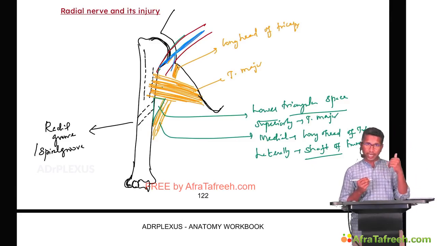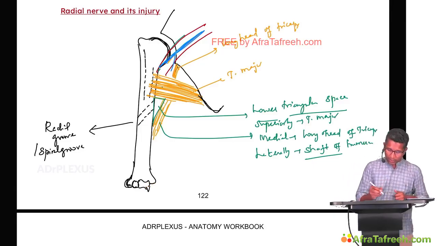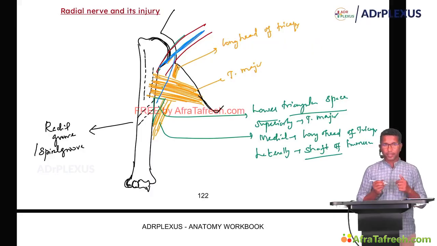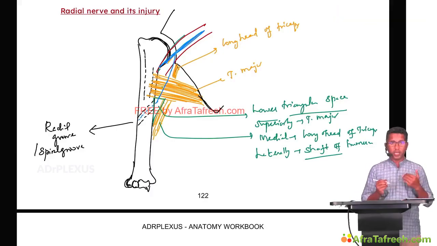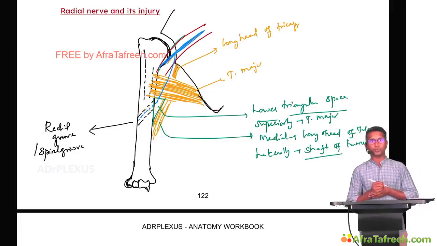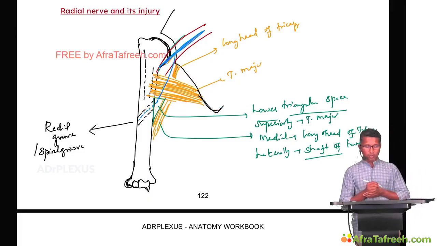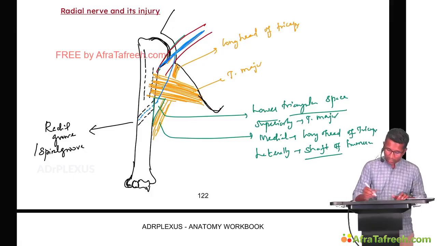So radial nerve initially runs in the axillary region. Then it passes through the lower triangular space. It enters the lower triangular space, then it runs behind the humerus through the spiral groove. When it runs in the spiral groove, it is accompanied by an artery here.